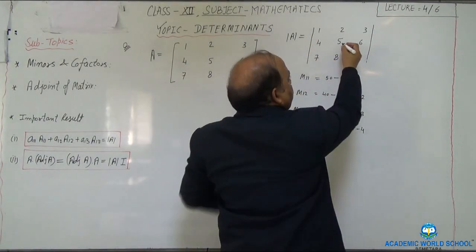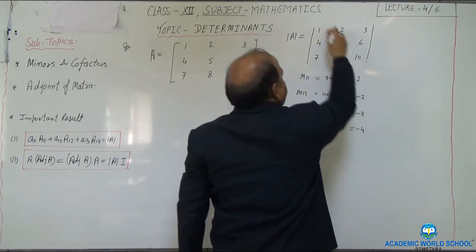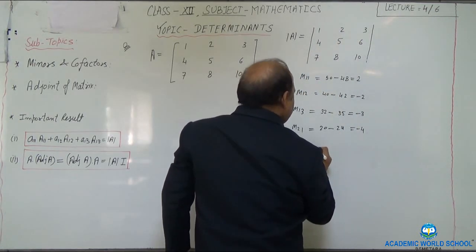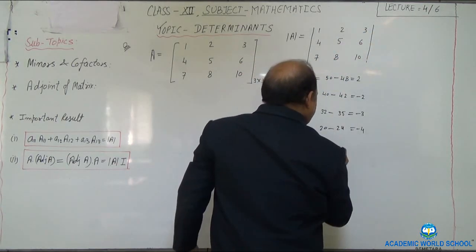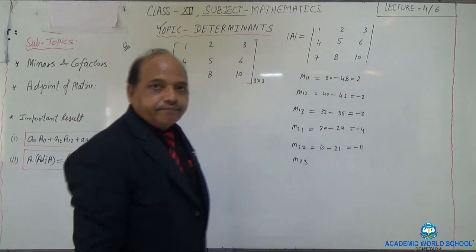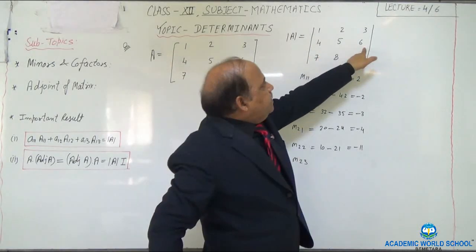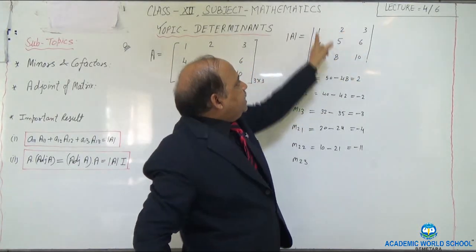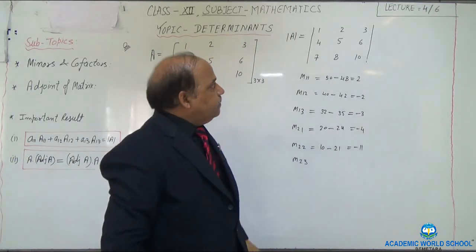What will be the minor of this element? Leave this part, leave this part. 10 times 1 is 10 and then 7 times 3 is 21. So minus 21, this gives you minus 11. Please check that here. Minor of this will be, leave this part, leave this part. So 10 times 1 is 10 minus 7 times 3 is 21. 10 minus 21 is equal to minus 11.